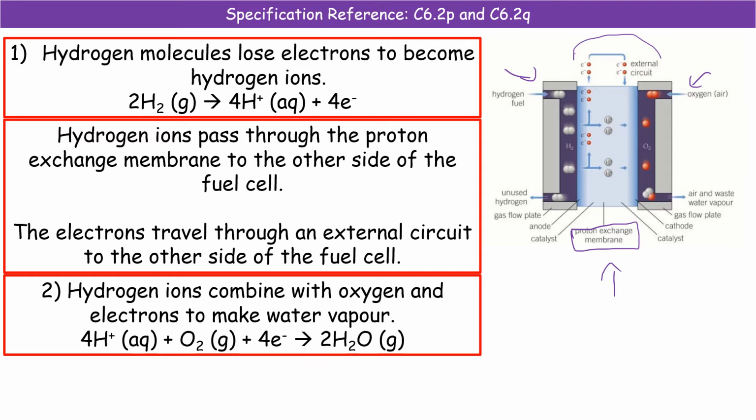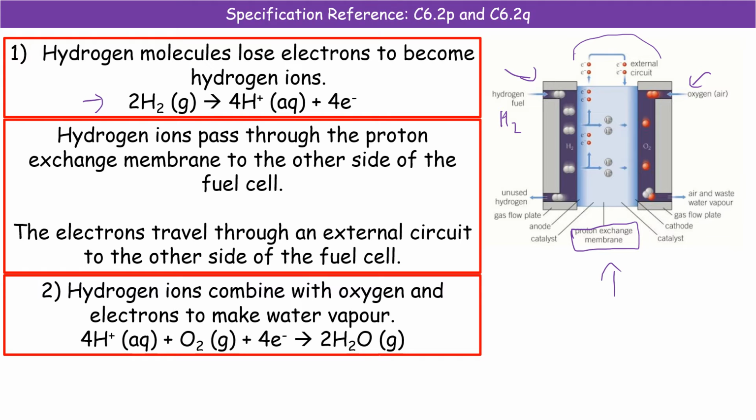So first thing that's going to happen is those hydrogen molecules, remember hydrogen goes around as H2, hydrogen molecules are going to lose electrons and we're going to form hydrogen ions. So our equation for what's happening here is two hydrogen molecules are going to then form four hydrogen ions, H+, and in order to get that positive charge on 4 hydrogen ions, we need to release 4 electrons, 4e-.